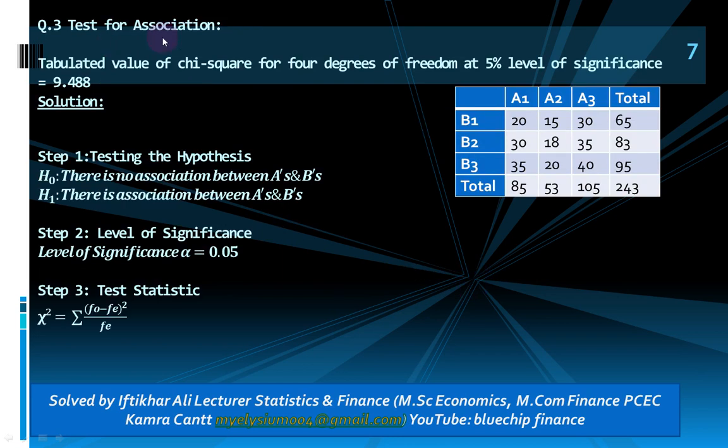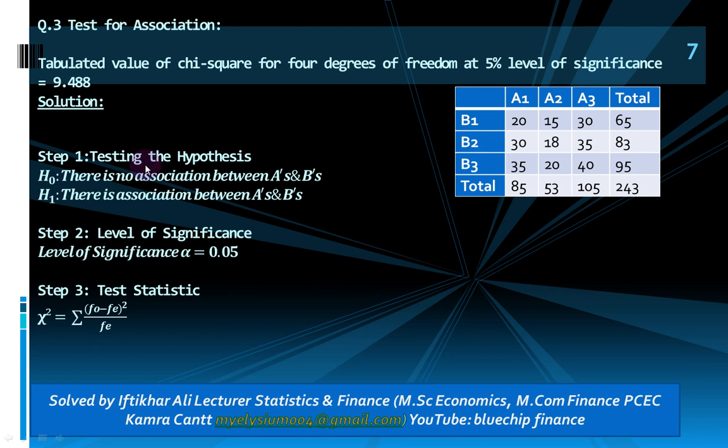Question number 3 is about the test for association. It is the question related to chi-square. So tabulated value of chi-square for 4 degree of freedom at 5% level of significance is 9.488, and the question data is given here. So we want to check the relation between betas and alphas.